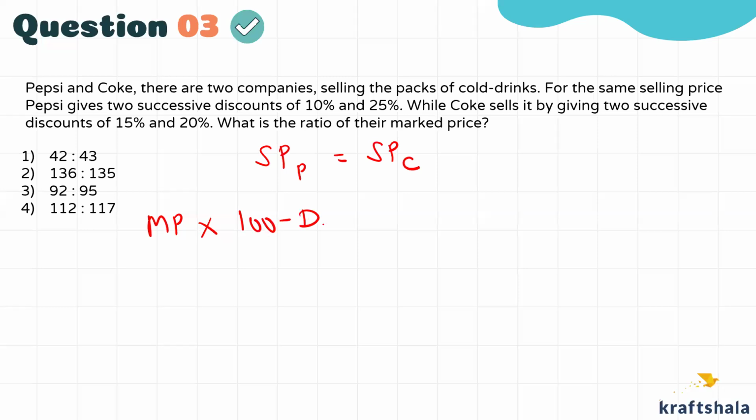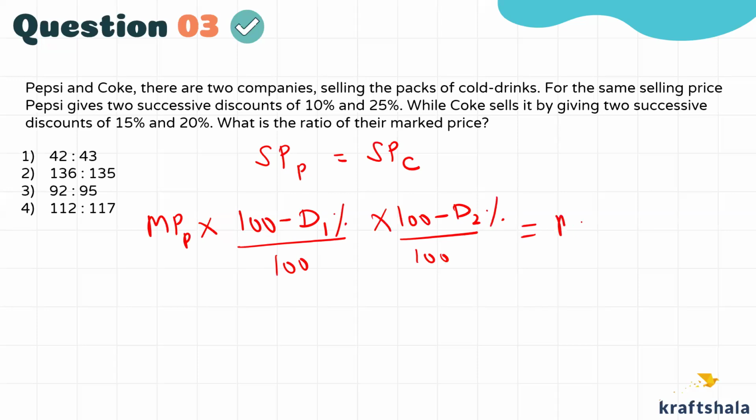Now there are two discounts. So I can mention it as discount 1 and this as discount 2. Right. This is for Pepsi. Same thing for Coke. Discount 1 and discount 2. All the values are given, you just have to note down. So MP of Pepsi will remain as it is.